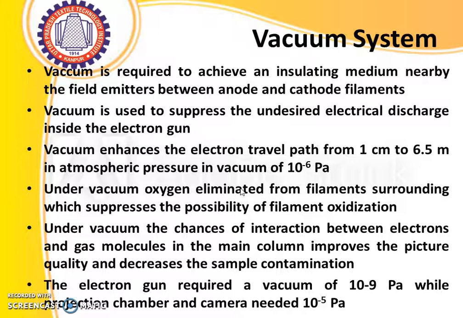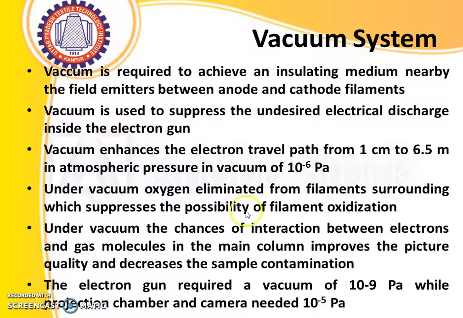The vacuum is required to achieve an insulating medium near the field emitters between anode and cathode filament. The vacuum is used to suppress undesired electrical discharge inside the electron gun, and it enhances the electron travel path from 1 centimeter to 6.5 meter, in a vacuum of 10 to the power minus 6 Pascal. If the vacuum is further increased from 10 to the power minus 6 to 10 to the power minus 7 or minus 8, then the intensity of the electron beam is enhanced to the maximum extent.